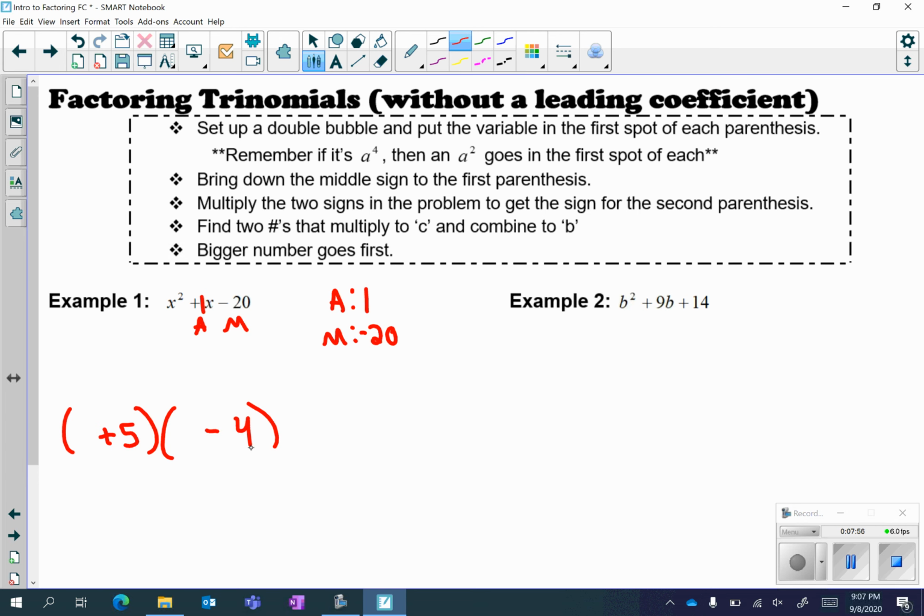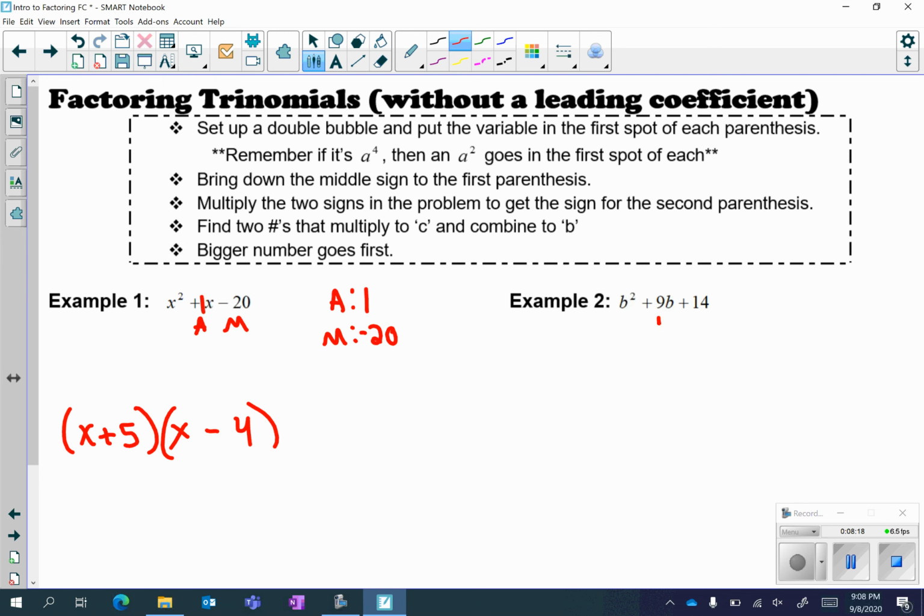Now what goes first is you have to take the square root of the first term. So if you have x squared, that's going to be x and x. You're splitting them up evenly. And you're done. We're going to try another example of this with b squared plus 9b plus 14.